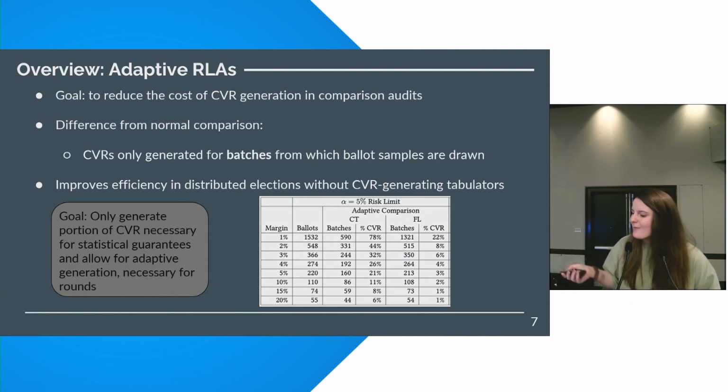I have attached a table that unfortunately I can't get super into due to time. However, I just want to point out the percent CVR column. In Connecticut, at a 1% margin of victory, through our method, you only generate about 78% of the statewide CVR. However, in Florida, where you're pulling the same number of ballots, but the state is much larger, you're only generating 22% of the statewide CVR. So that is a significant cost reduction in what we believe is a large cost of the overall audit.